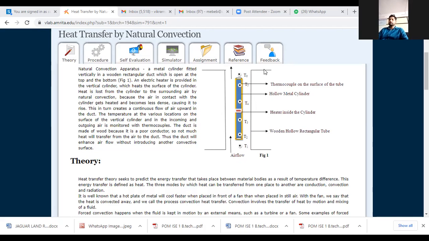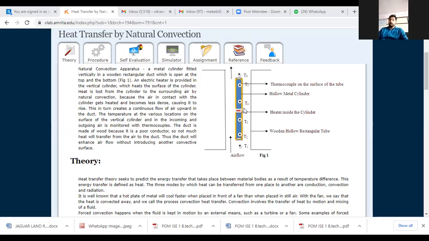This outer structure you can see is the duct, and in this duct one cylindrical tube is placed, and inside that cylindrical tube one heater is placed. Here you can see the heater. When this heater gets heated, it will transfer heat to the surface of the cylinder, and that heat will be transferred to the surrounding air by conduction.